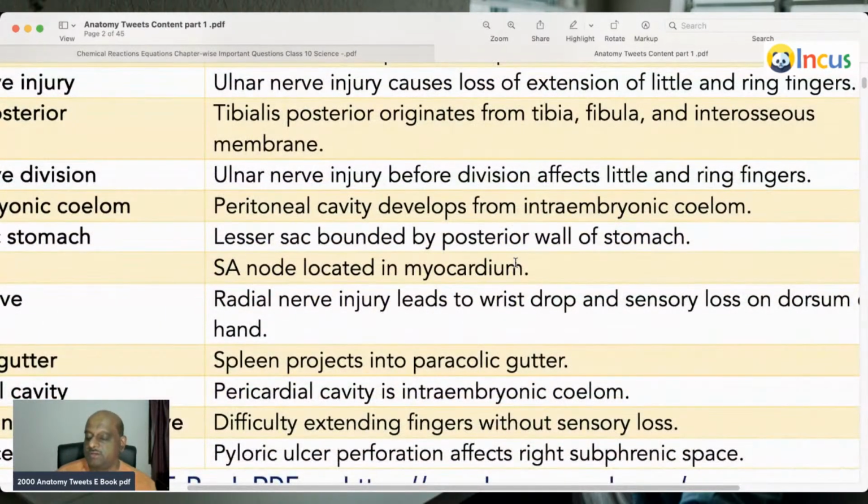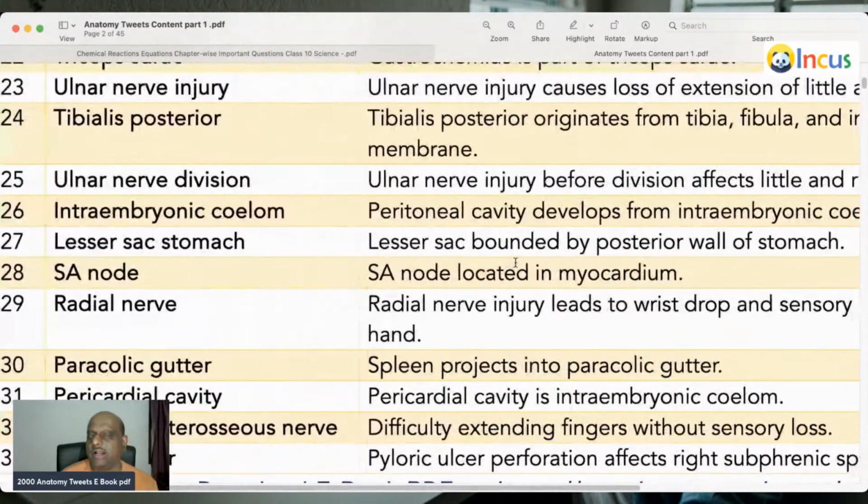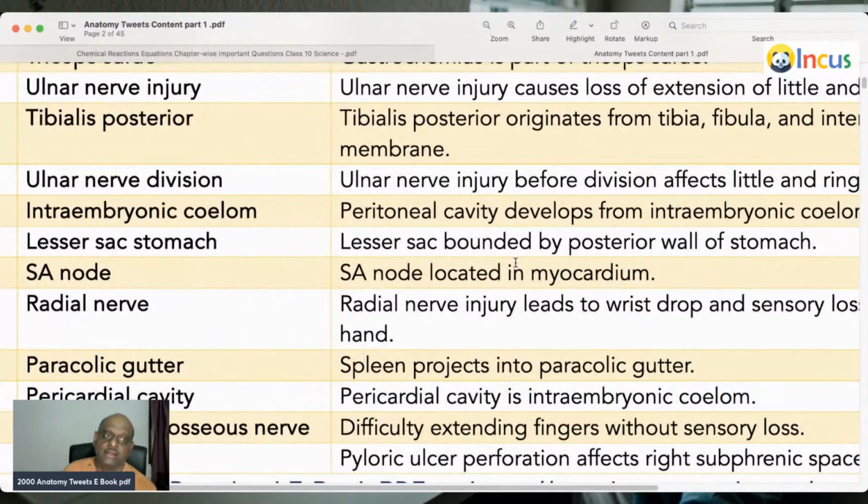From where does the peritoneal cavity develop? The peritoneal cavity develops from the intraembryonic coelom. So once more, a bit of embryology. You need to know the main points. You can't master the embryology. So the lesser sac, the relationship of the stomach, everything you should know.